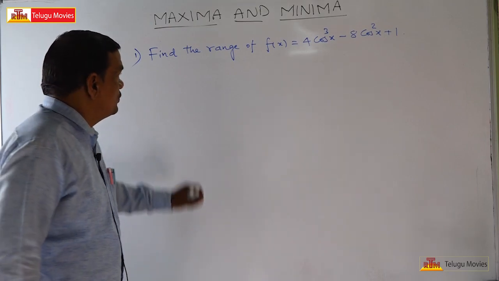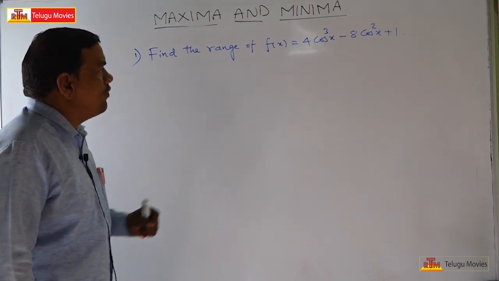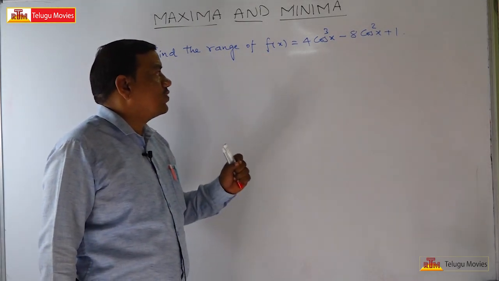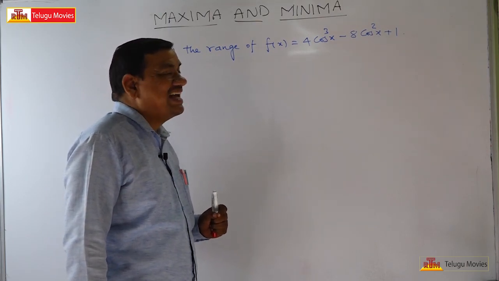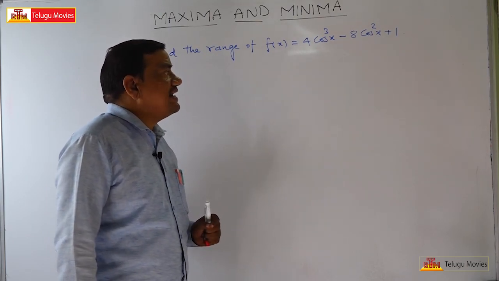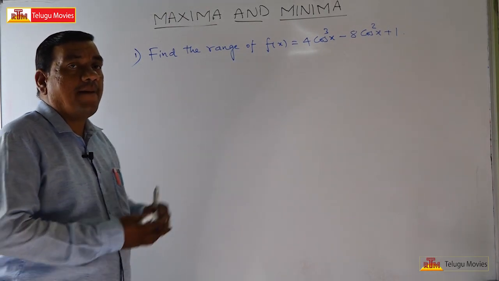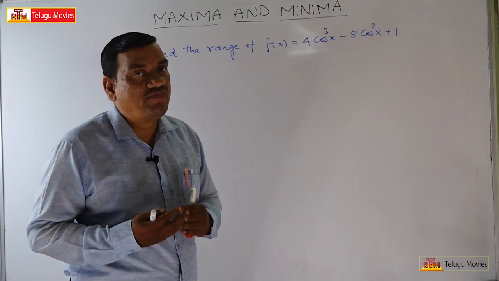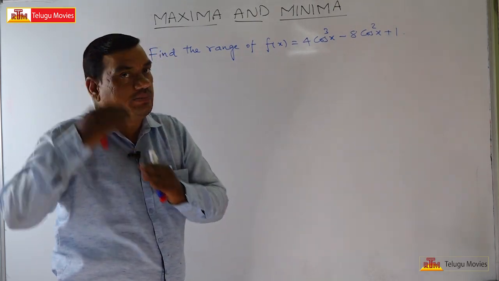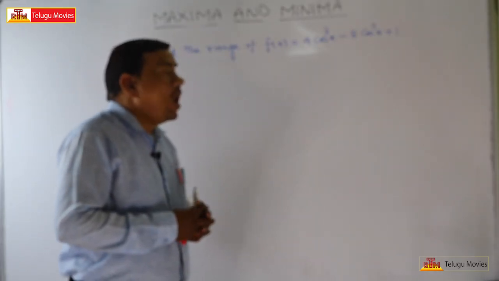Welcome to this problem. Here we need to find the range of the function f of x is equal to 4 cos cube x minus 8 cos square x plus 1. That means we have to find the minimum value and the maximum value. Now, how to find them?